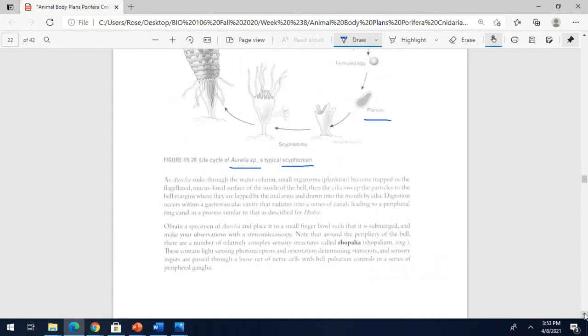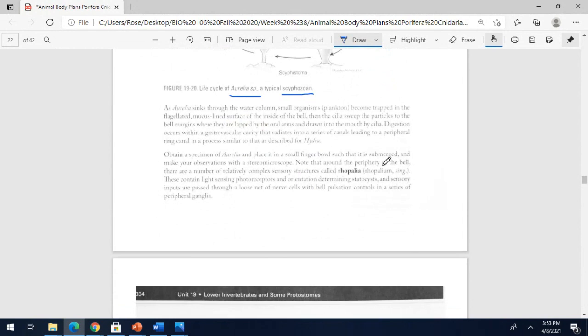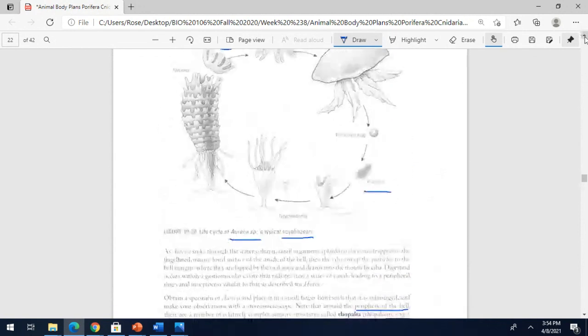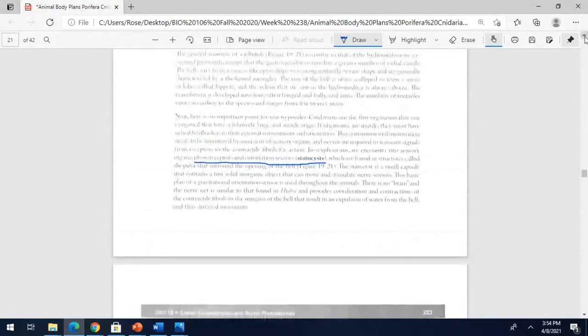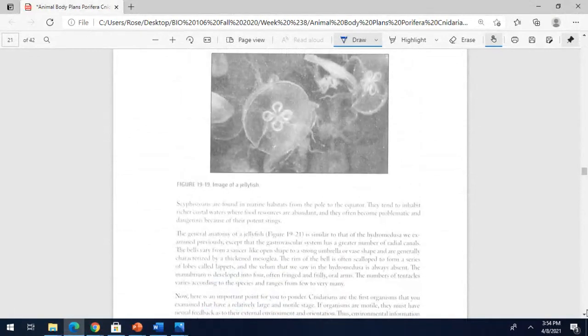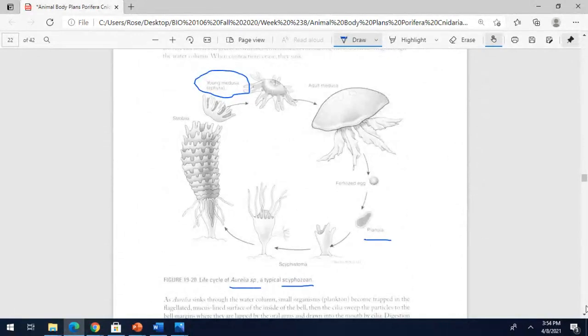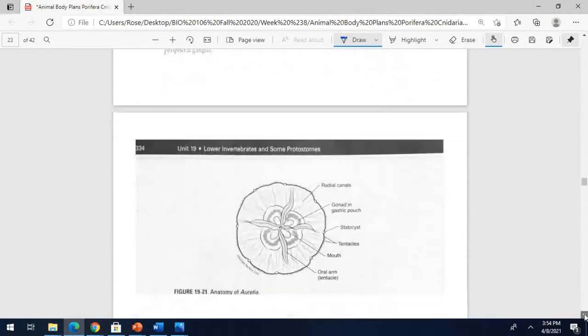Okay, so here you could see this thing here. And of course, there's this special word, rhopalium, singular. This is the complex where you have the statocyst and all that stuff. And these are found in the periphery of the bell. Let's see what else I need to show you guys here. Since we are not in class, we won't be able to see these things. If we were in class, we would be able to see these things, look for them.